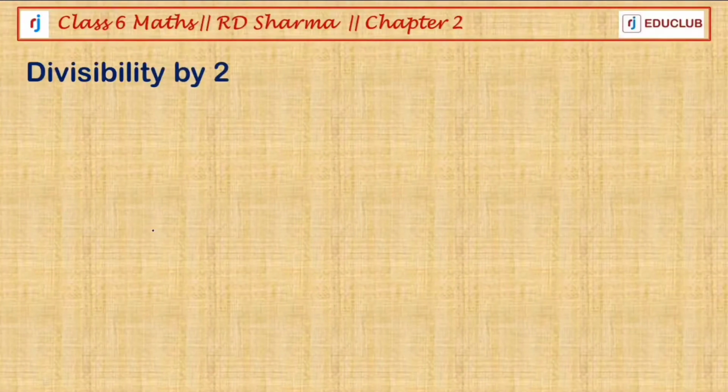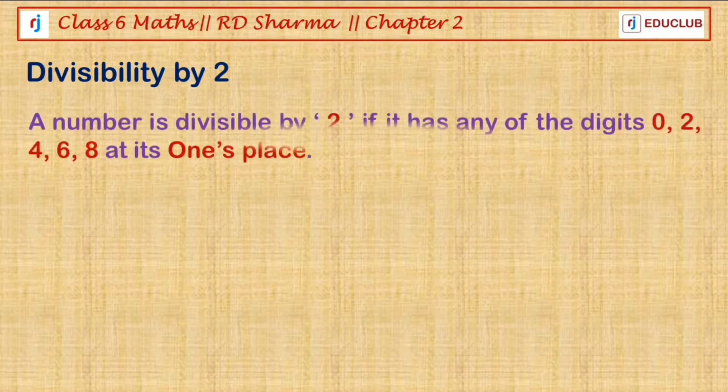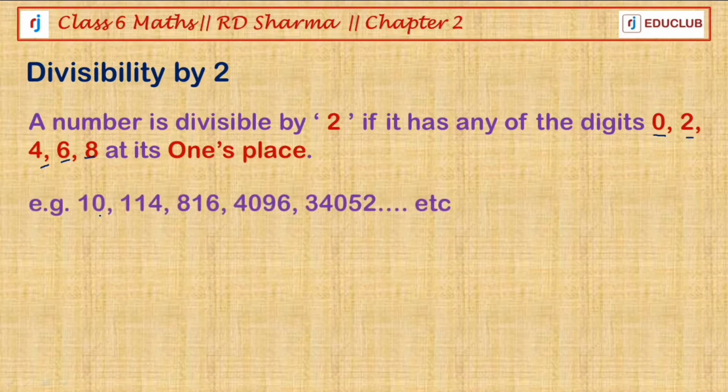Next, divisibility by 2. A number is divisible by 2 if it has any of the digits 0, 2, 4, 6 and 8 at its ones place. If these digits are there at its ones place, then that number is divisible by 2. Let us see some examples. 0, 4, 6 at the ones place, 6 at the ones place, 2 at the ones place. So these numbers are divisible by 2.